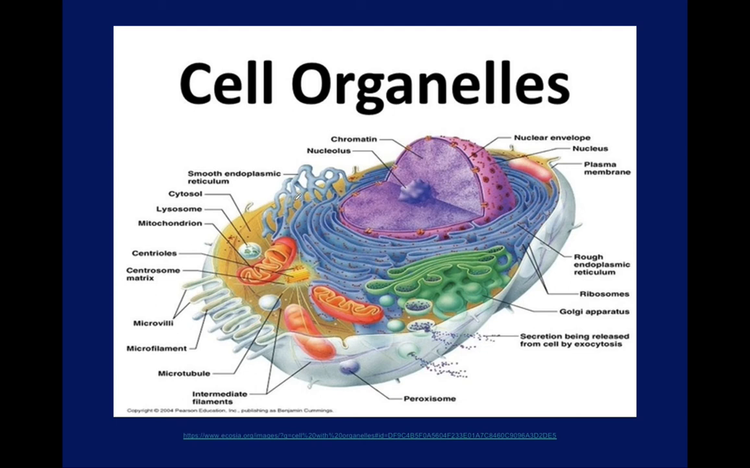Smooth endoplasmic reticulum will not have any ribosomes on it, and it's more specifically going to be in charge of aiding with lipid synthesis and also detoxifying poisons. The liver, which is our primary organ for detoxification, is going to have lots and lots of this smooth endoplasmic reticulum.